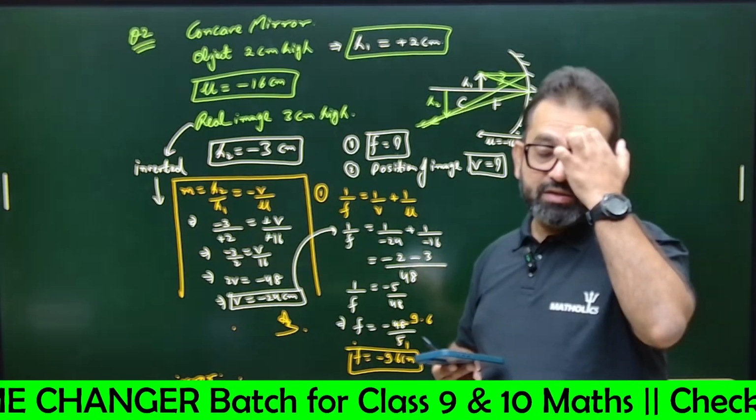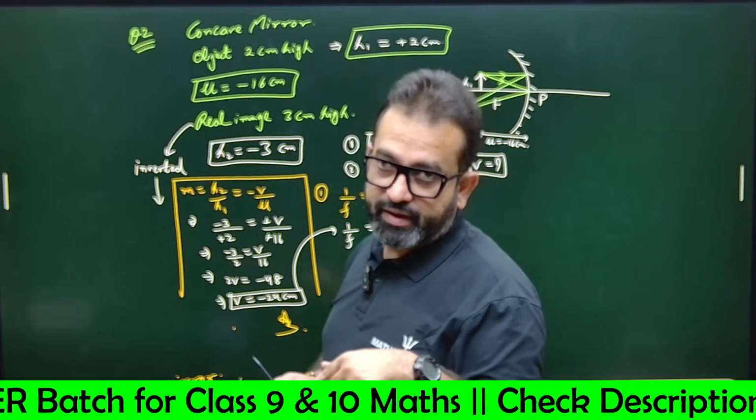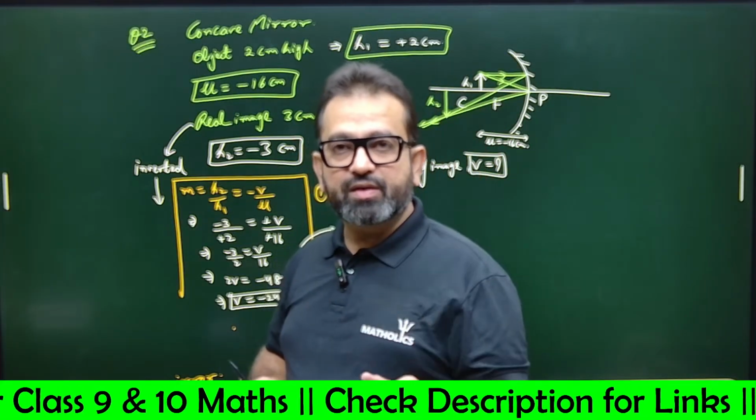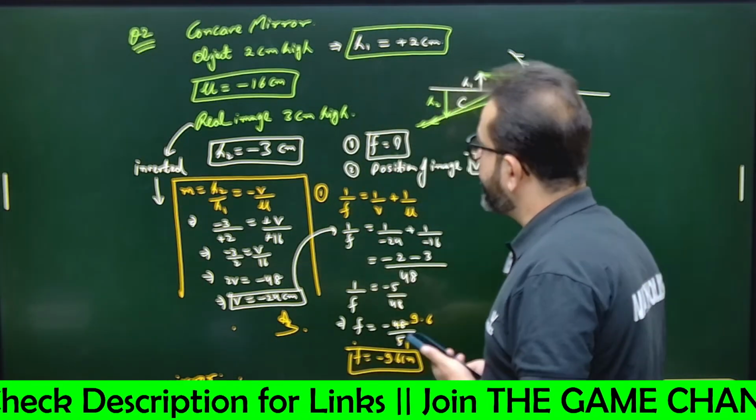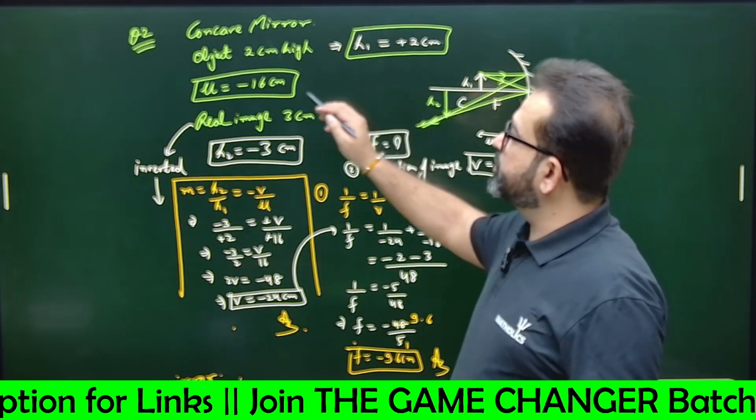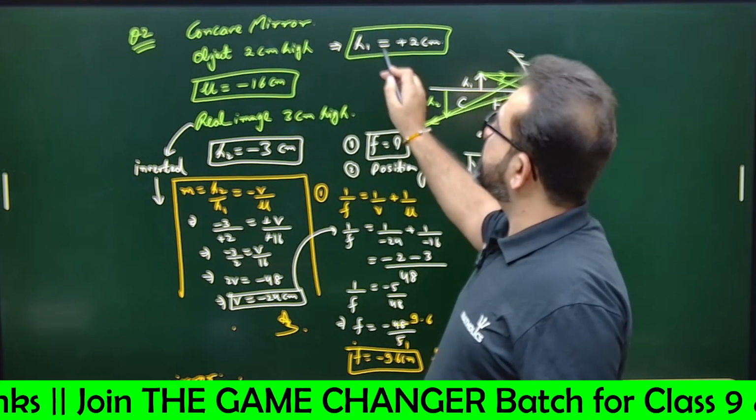You do one thing, start solving PYQs of this chapter, right? Concave mirror PYQs, you start solving. Convex mirror also will be done today. Start doing PYQs, okay? Now, for a concave mirror, U is minus 16, and object H1 is given as this.